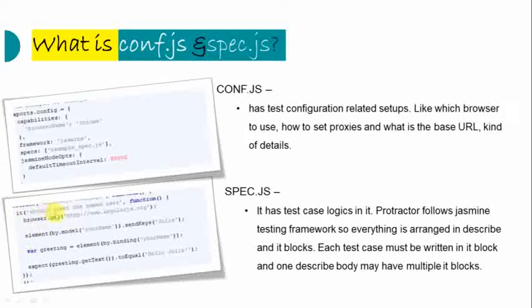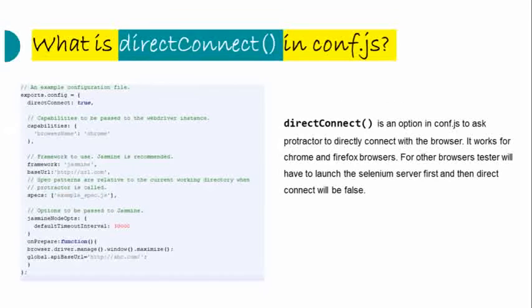So in spec.js everything has to be written in describe and it. So describe is a suite and an it block denotes a test case. So one describe block can have multiple it blocks, and one it block will refer to one test case. So this is the difference between conf.js and spec.js.